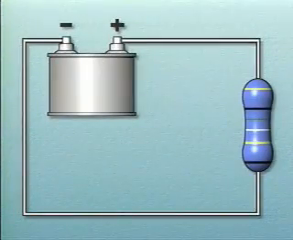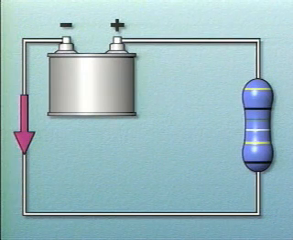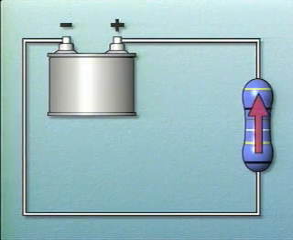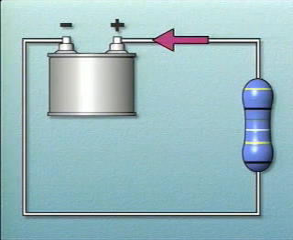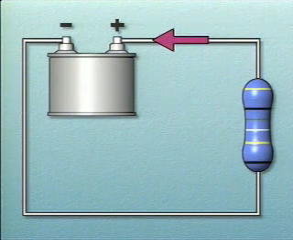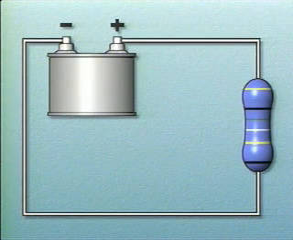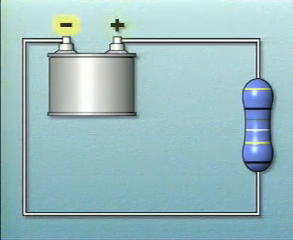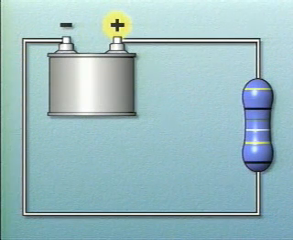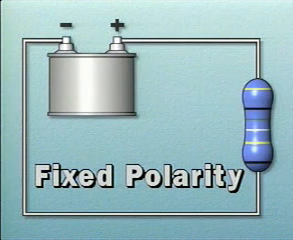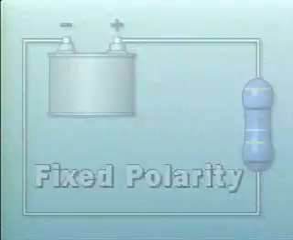In our DC circuit, the power source is a battery. Current flows from the negative terminal of the battery through the conductor, through the resistor, and back to the positive terminal of the battery. In a DC circuit, current always flows in one direction. Also, the negative terminal of a DC power source is always the negative terminal, and the positive terminal is always the positive terminal. A simpler way to say this is that a DC power source has fixed polarity.